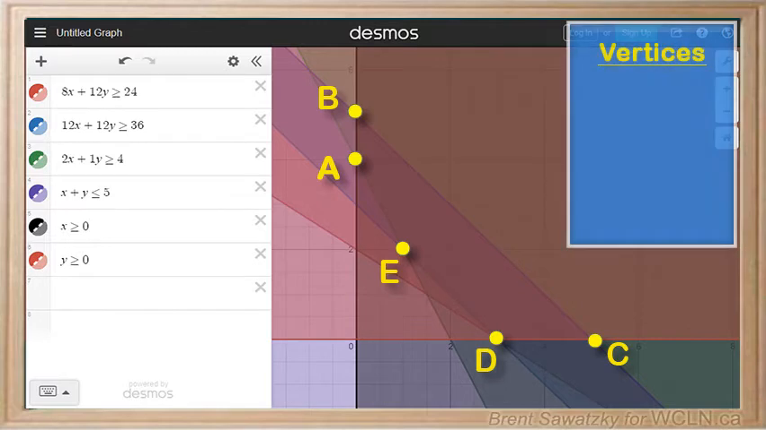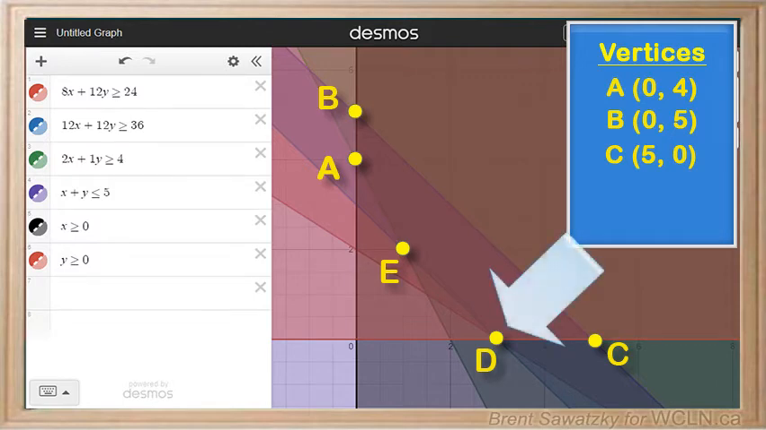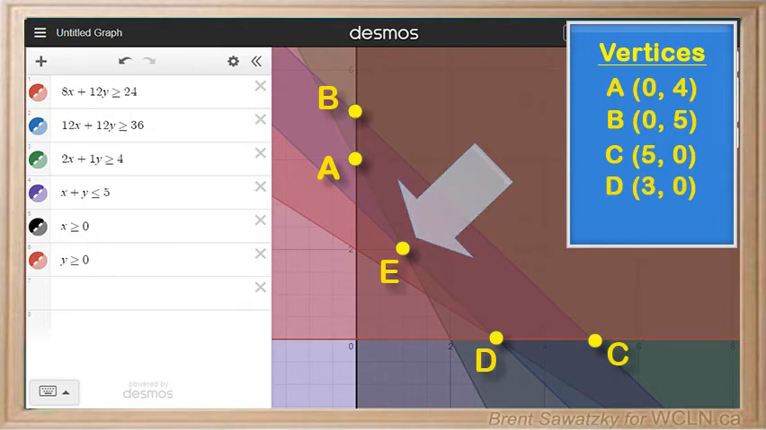And reading the locations from our graph for each of these points, A is found at (0, 4). That is only 4 ounces of food B. B represents 5 ounces of food B, also within the constraints. C is found at x is 5 and y is 0. That is only 5 ounces of food A. D represents 3 ounces of food A, also within these constraints. And finally, E mixes 1 ounce of food A with 2 ounces of food B.